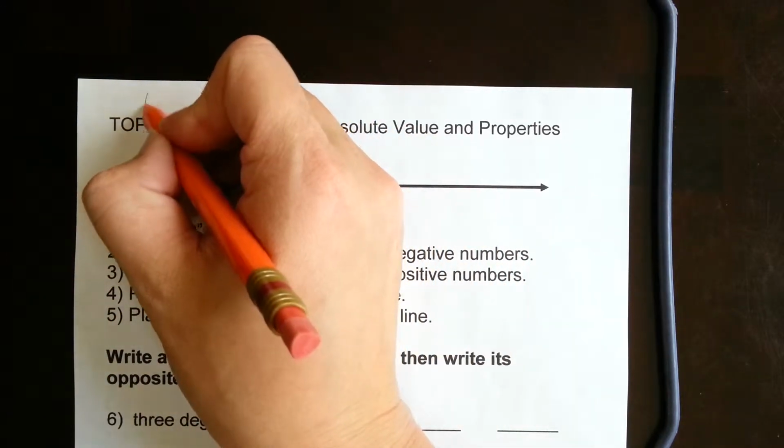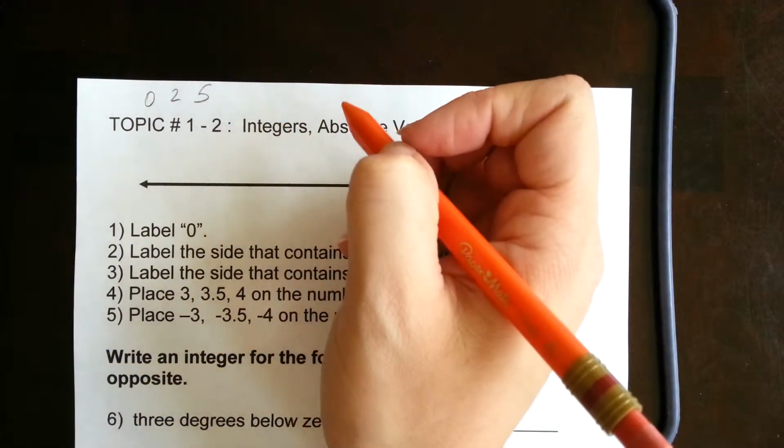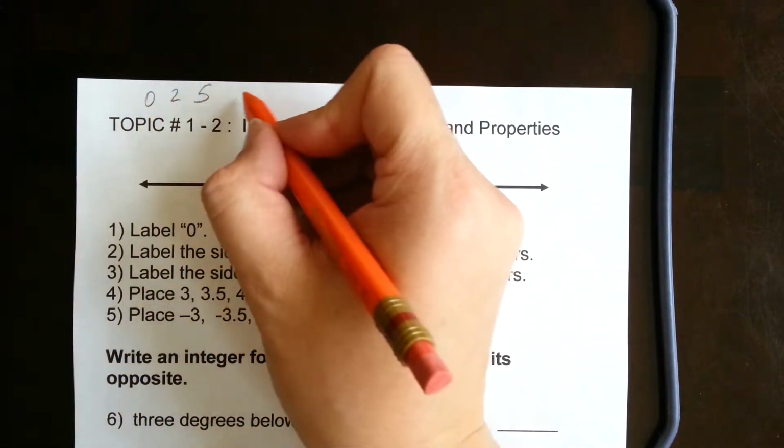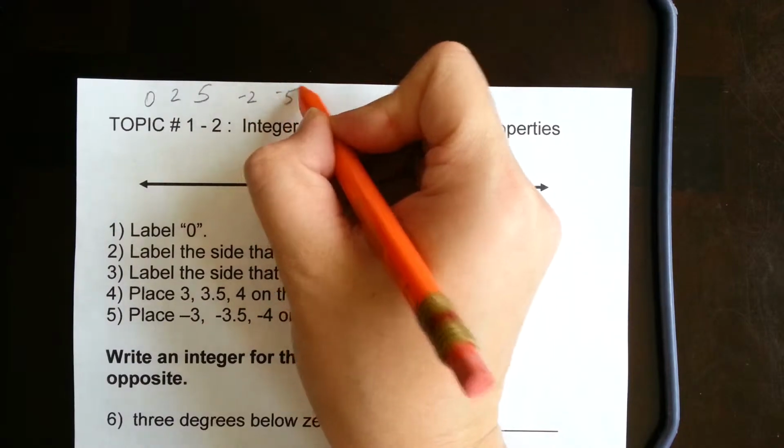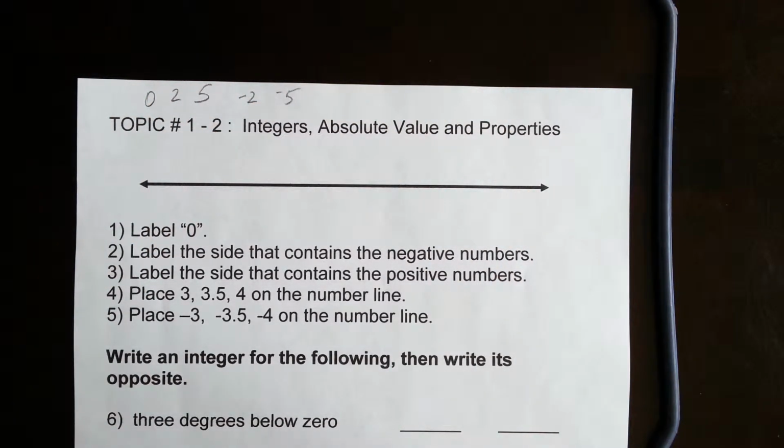Remember, whole numbers are numbers like 0, 2, 5. And if we're including their opposites, that means we're also including numbers like -2 or -5. Remember, 0 is neither positive nor negative, so it really doesn't have an opposite. It would be kind of its own opposite.